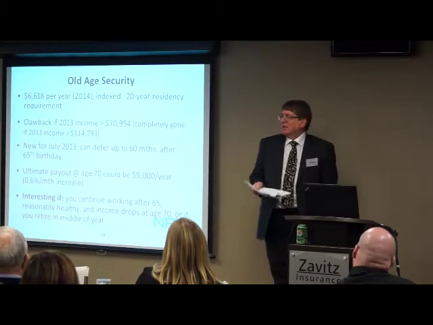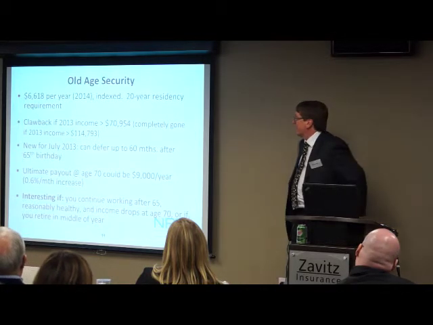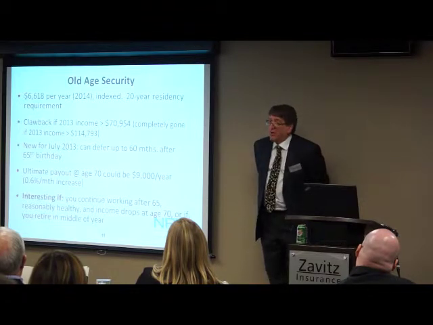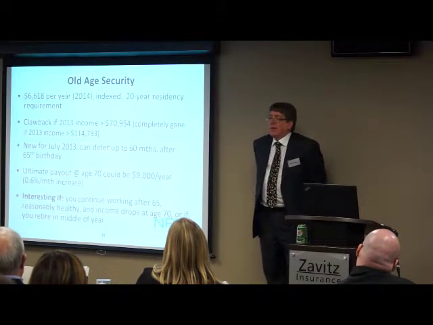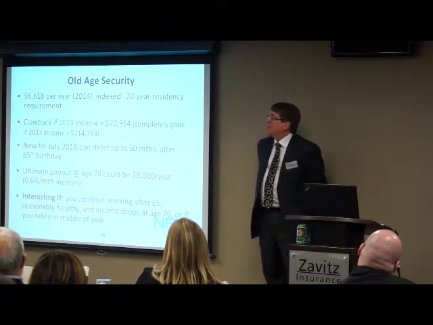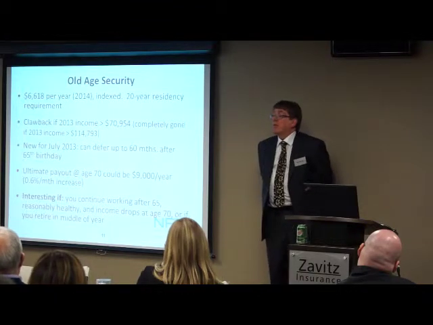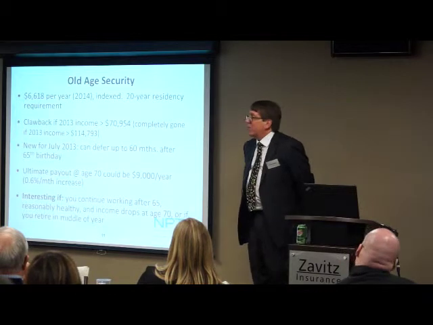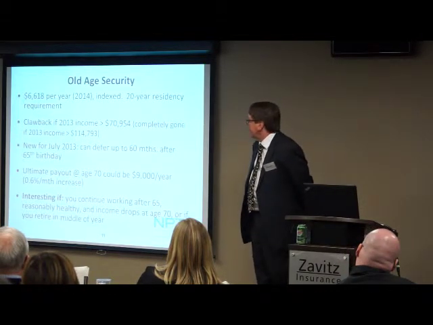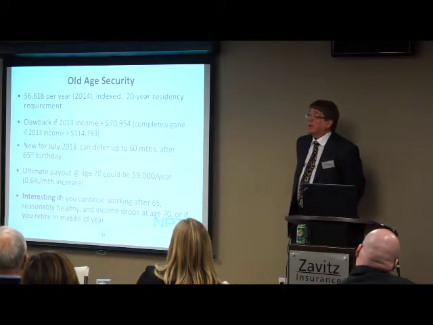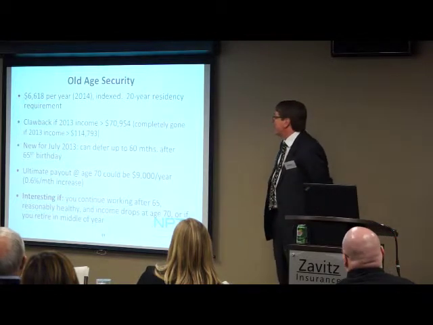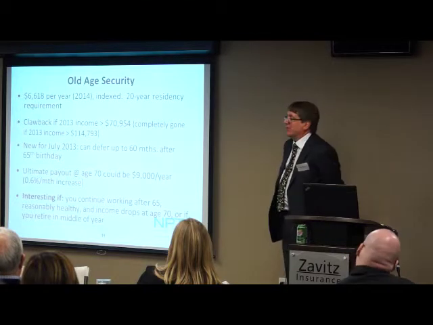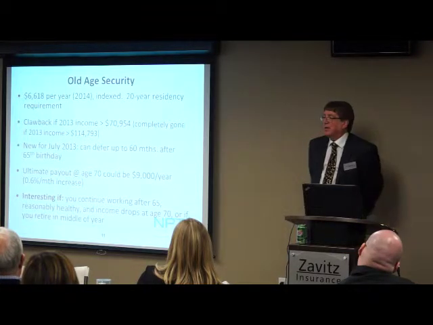But nevertheless, something that was new last year, starting in June 2013, you can defer receiving your old age security. I don't want to receive it at age 65. Instead, I'm going to wait. And I can wait up to 60 months. So for every month I wait, my pension goes up by 0.6% per month. So that's kind of interesting. It's not big numbers, but my OAS can jump from $6,600 up to about $9,000.